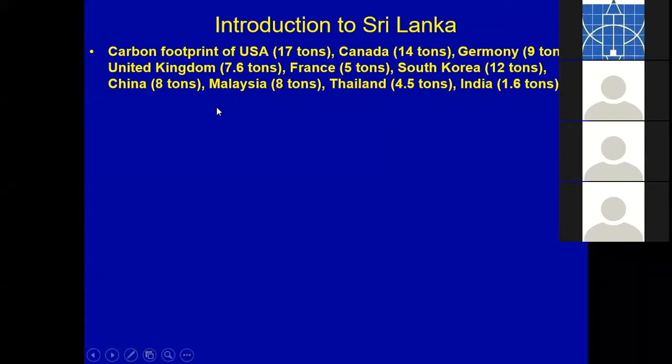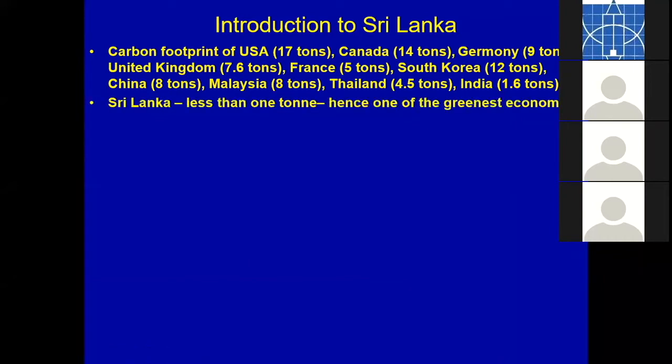South Korea, 12 tons. China, 8 tons. But if you consider the 8 tons per person per year multiplied by the population of China, China is the biggest polluter. Malaysia, 8 tons. Thailand, 4.5 tons. Then you might ask, what is Sri Lanka?